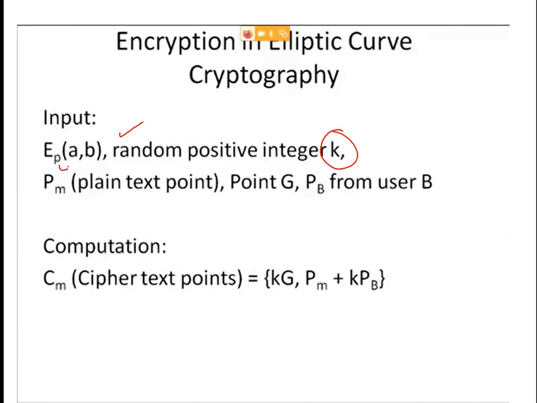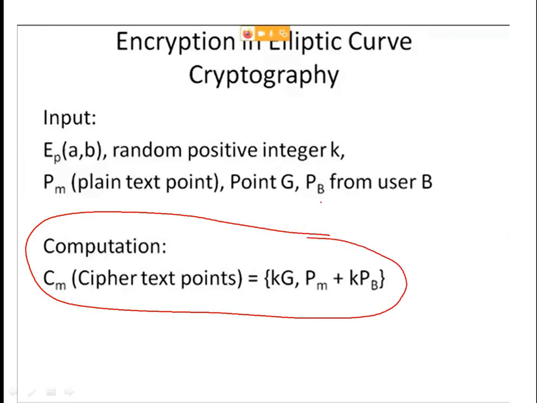K here may be a prime number, or it may be an integer of the form 2 to the power m. Okay. Then as I said, PM is nothing but the plain text point. Here in the elliptical curve algorithm, we will not take a text kind of message. We will take a point on the ellipse. And one more is the G point, which is a point on the elliptical curve, and we also require PB, which is nothing but the public key of user B. So by using all this input, we will calculate the ciphertext.